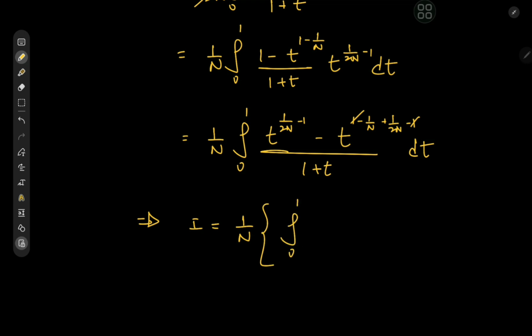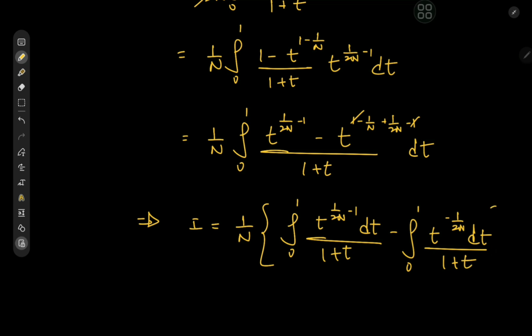First, the integral from 0 to 1 of t to the 1 by 2n minus 1, terribly sorry about that, dt divided by 1 plus t. And we also have negative integral 0 to 1. What exactly? We have t to the negative 1 by 2n, right? Yeah, that's about it. dt divided by 1 plus t.